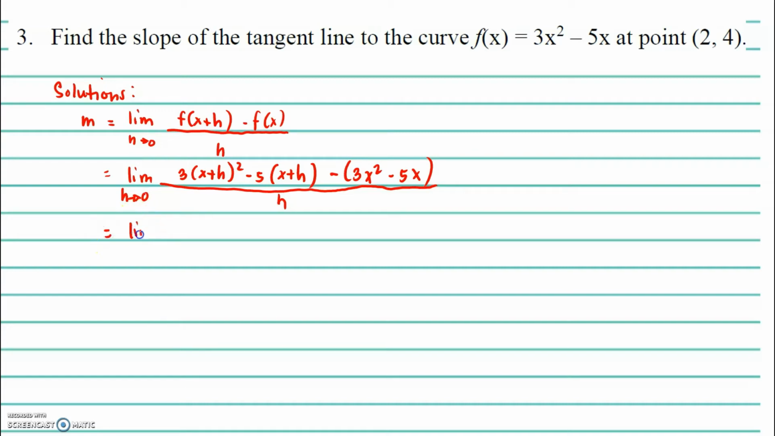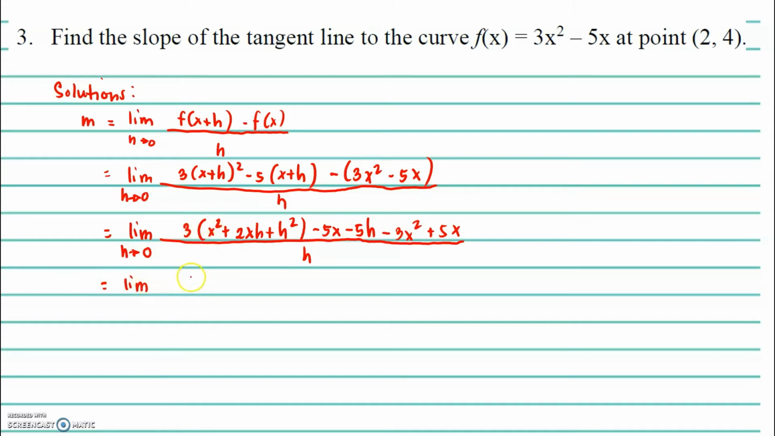Okay, so expand your binomial. You have 3 times x squared plus 2xh plus h squared. Distribute -5 to x plus h, so you have -5x minus 5h. Distribute the negative sign, so you have -3x squared plus 5x, all over h as h approaches 0.